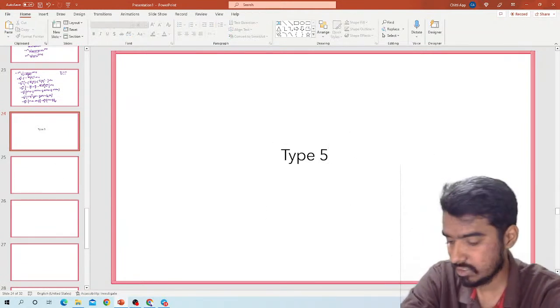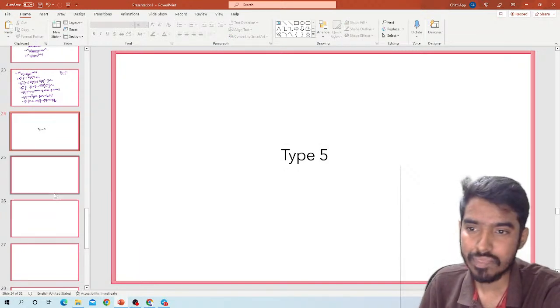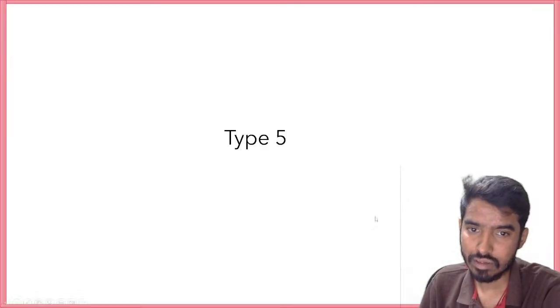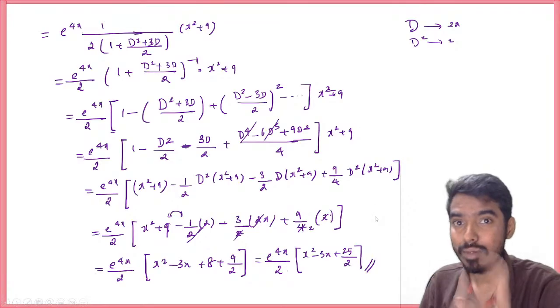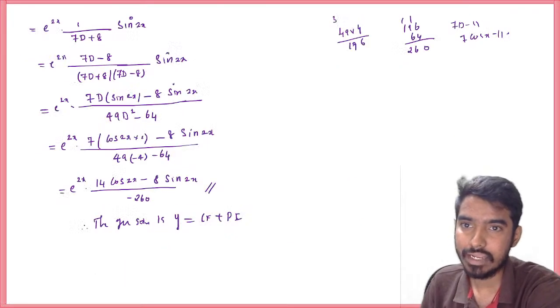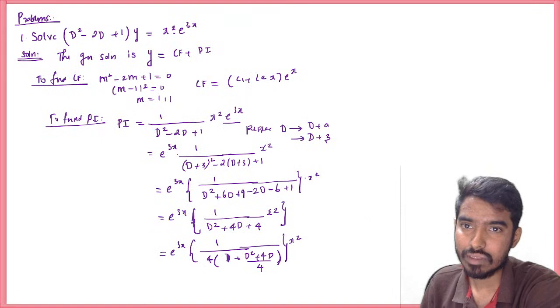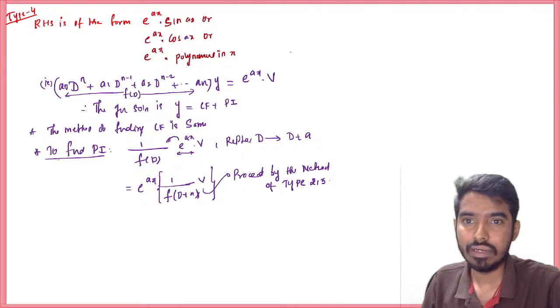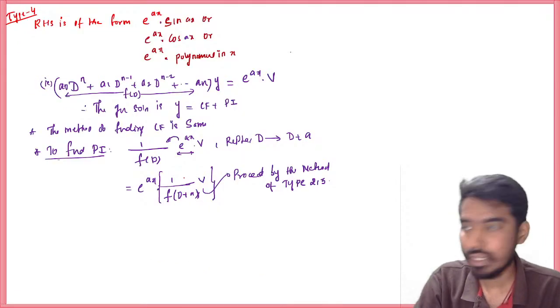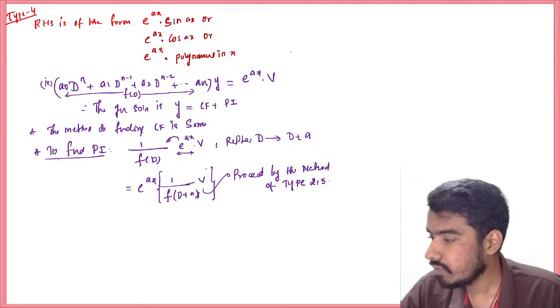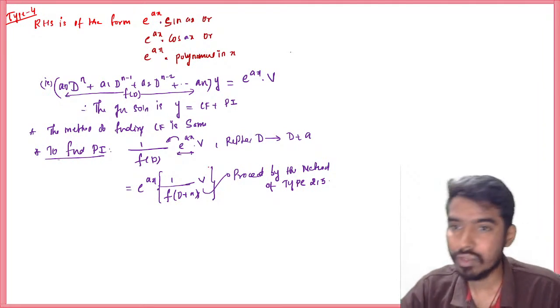So type 5 is where the RHS is of the form x into v. In type 4 we have e power ax into v, that is, e power ax into sin ax, e power ax cos ax, e power ax times a polynomial in x.